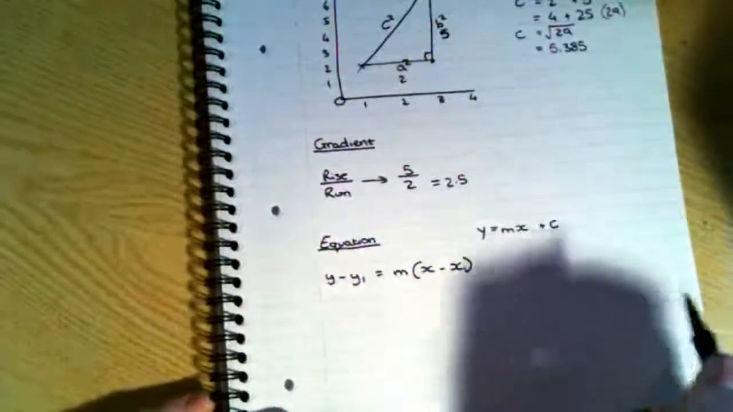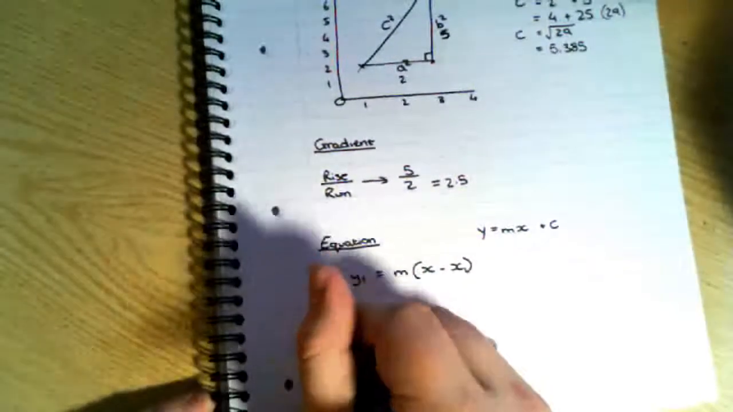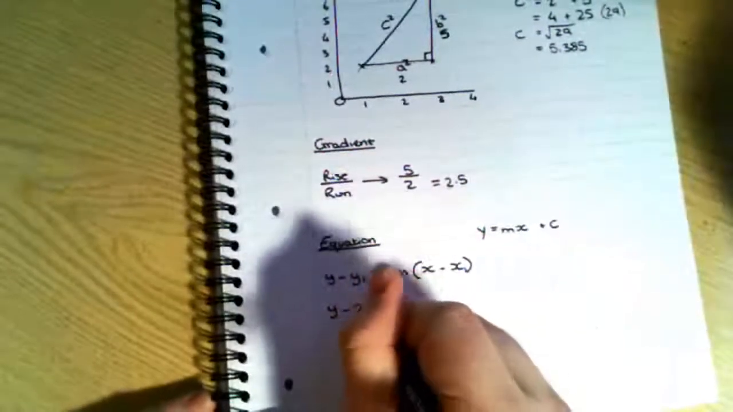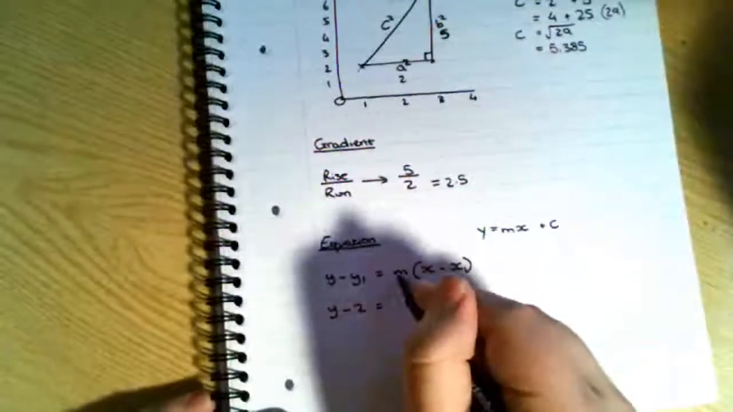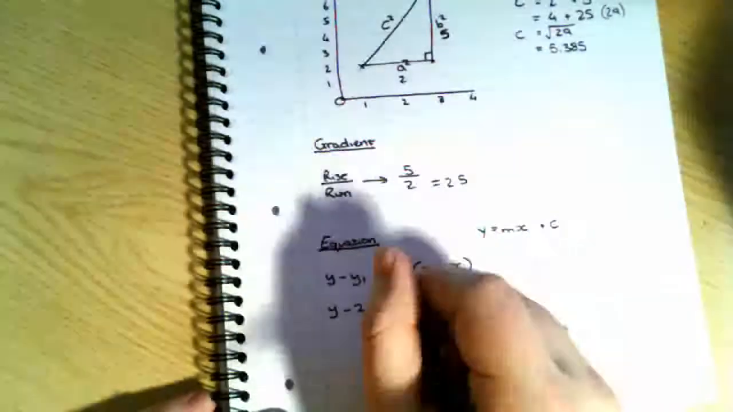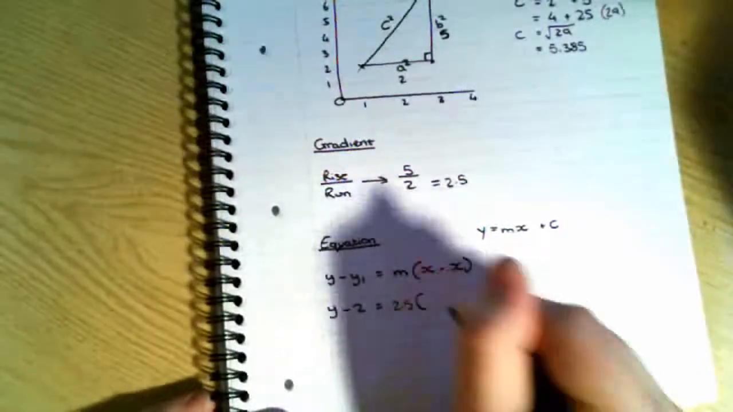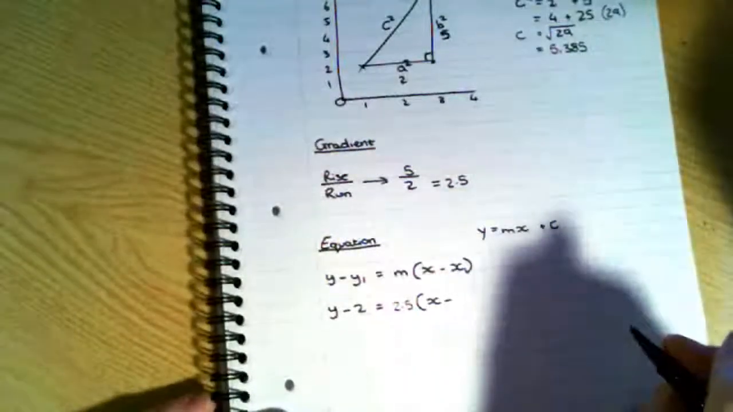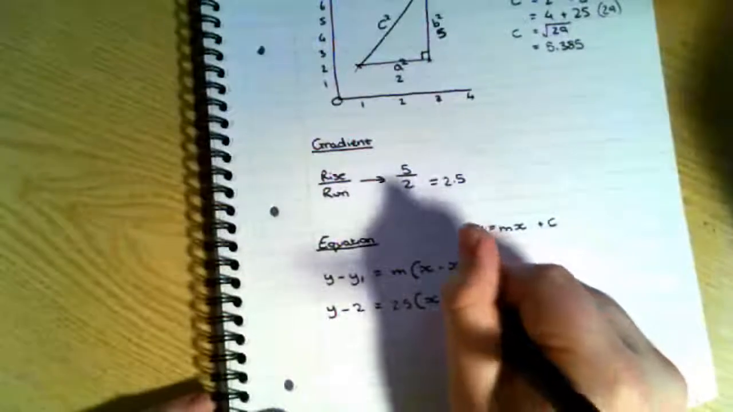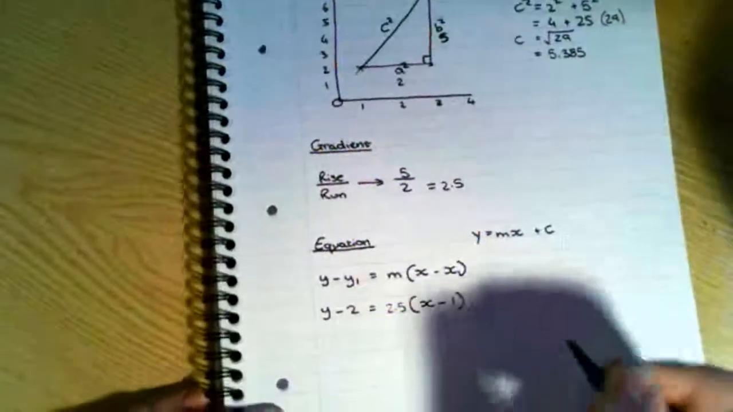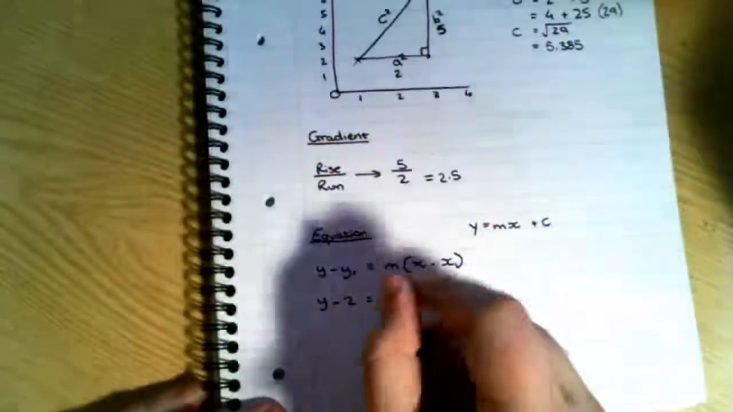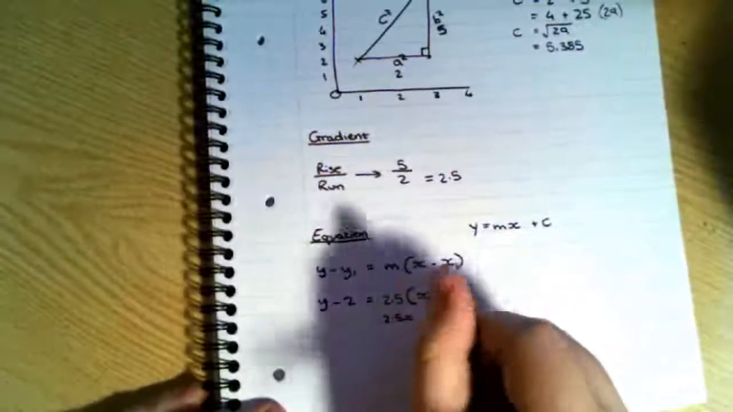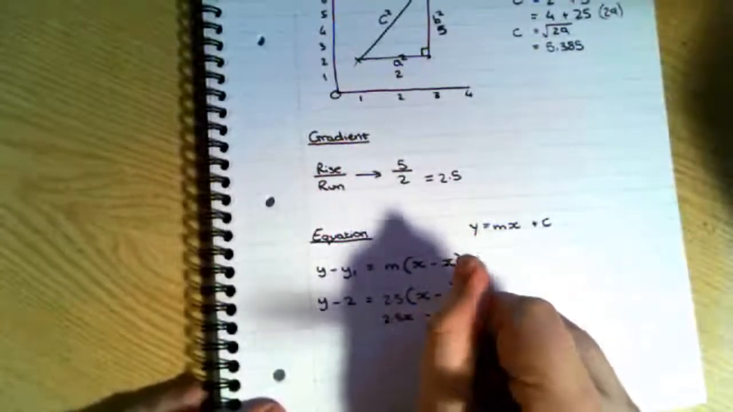Now you've got the formula, put the numbers in. We don't have a number for y, but we've got a y1, which is 2, is equal to m, which is the gradient, and we know the gradient is 2.5. We don't have a value for x, so that just leaves it on its own, but we have a value for x1, which is just 1. Expand the bracket, which means work it out. 2.5 times x is 2.5x, and 2.5 times minus 1 equals minus 2.5.